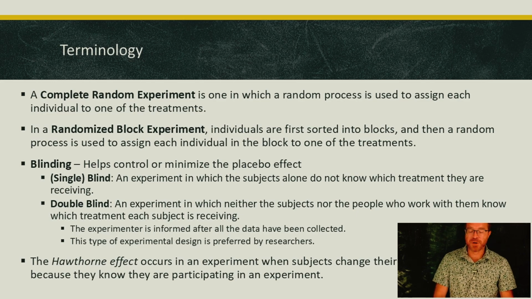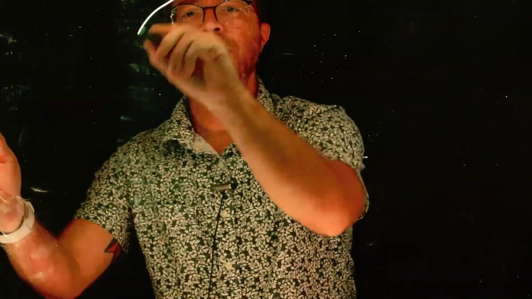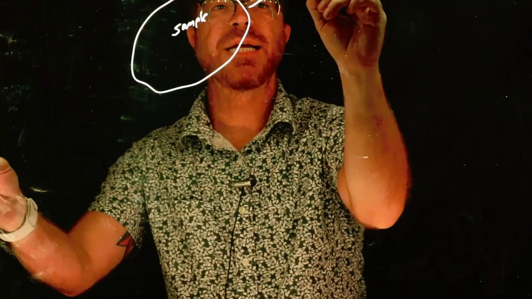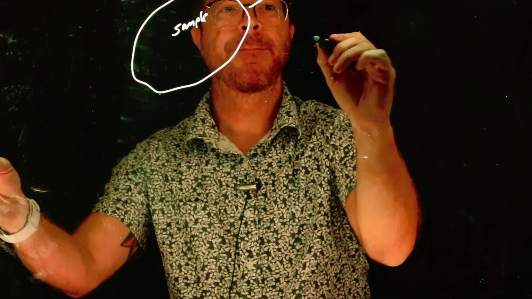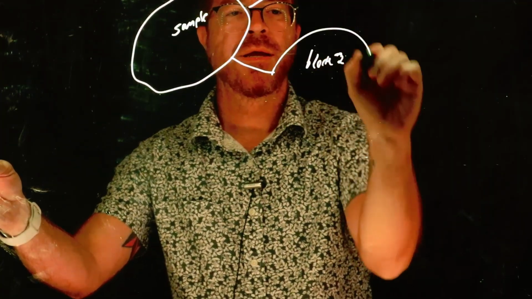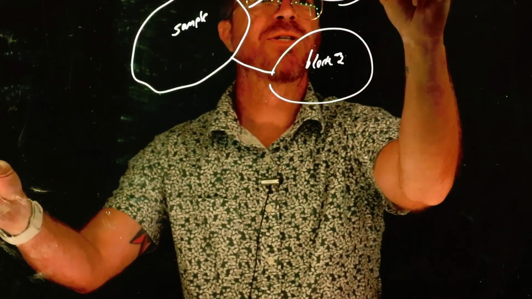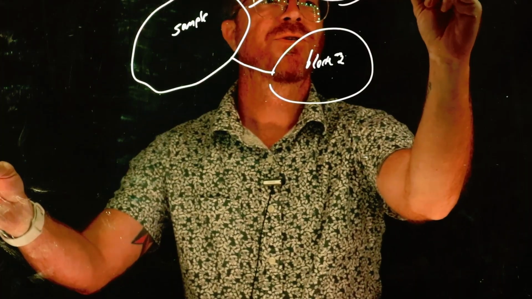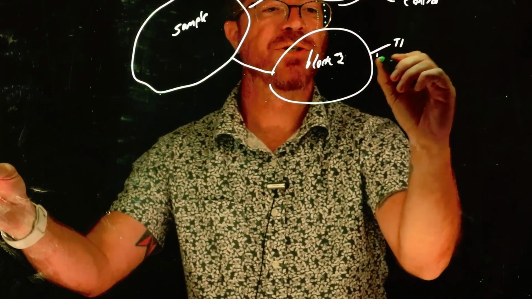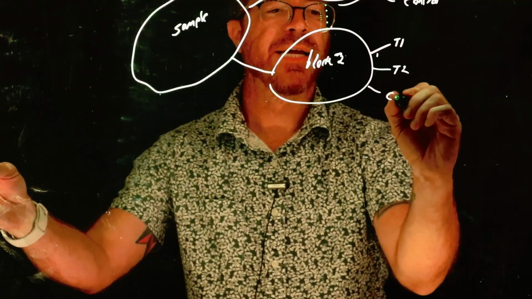A randomized block experiment is where individuals are first sorted into their blocks, and then they're randomly assigned to each of their groups. So this would be something like you've got all of your people in your sample. So this is your original sample. And then you're going to split them up like in that one image we did. So this is going to be block 1, and this is going to be block 2. And then from there, we would split them into, let's call this treatment 1, treatment 2, and control. And then this group also is going to be split into treatment 1, treatment 2, and control.